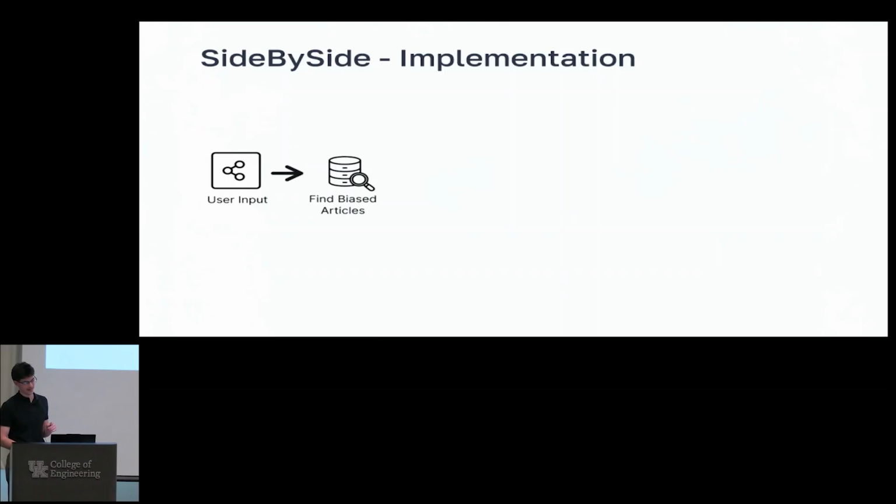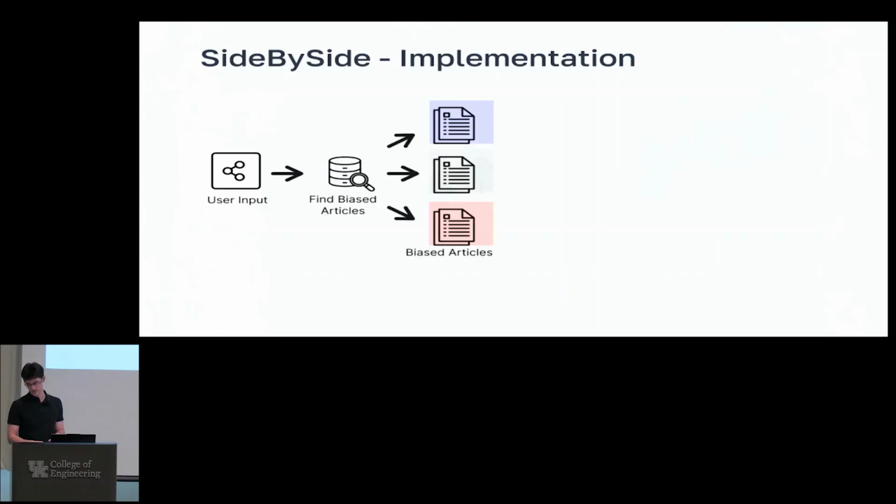That query is passed to a vector database, which will perform a similarity search to identify the most relevant event stored and those articles. And once we know the event, we can retrieve the left-leaning, central, and right-leaning articles.